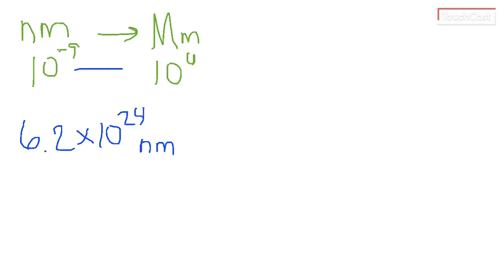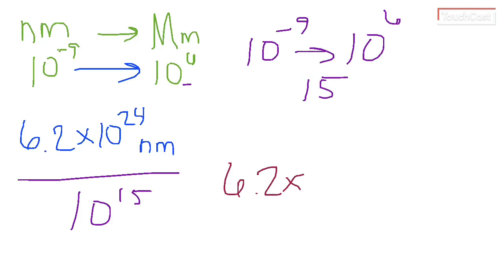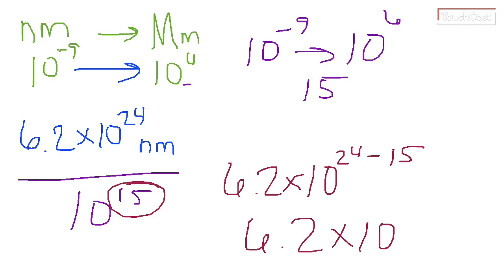So again, I need to figure out how many spots I'm moving over in the decimal place. And so if I'm going from 10 to the negative 9 to 10 to the 6th, I'm moving from negative 9 to positive 6, and so I'm moving 15 spots. So the issue is my exponent's getting bigger, and so what I'm actually doing is dividing by 10 to the 15th. And an easier way to do this, in my opinion, is you can just type that into your calculator and you're done, or just do 6.2 times 10 to the 24th, and take that 15 and just subtract it from the exponent spot. And so what you end up with is 6.2 times 10 to the 9th, and that is your final answer.